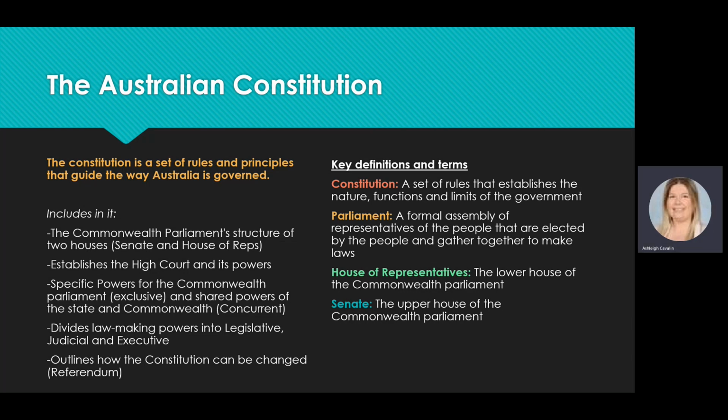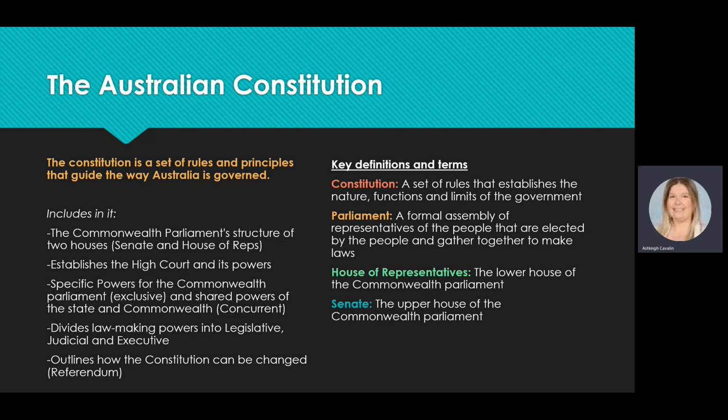Also included in the Constitution is point 2. The High Court is established. Before the Constitution, we didn't have a High Court, and the High Court's powers are also outlined in the Constitution. There are also specific powers outlined for the Commonwealth Parliament. These are also known as exclusive powers. And also outlined are the shared powers between the state and the Commonwealth, known as concurrent powers.